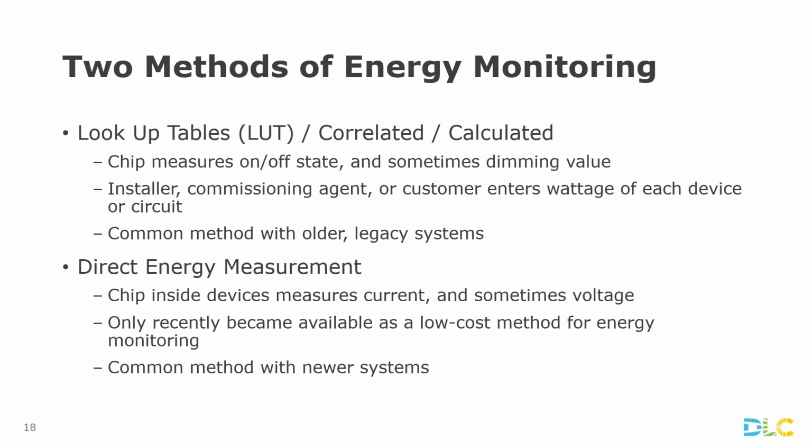There are two different ways that network lighting controls monitor and record the amount of energy used. The old way goes by various names, including lookup tables, correlated, and calculated. With this method, the system measures the on-off and dimming states of each luminaire, and then calculates the amount of energy that was used based on the assumption that you know the wattage of each luminaire or each lighting circuit.